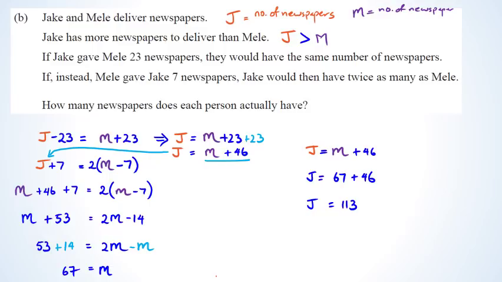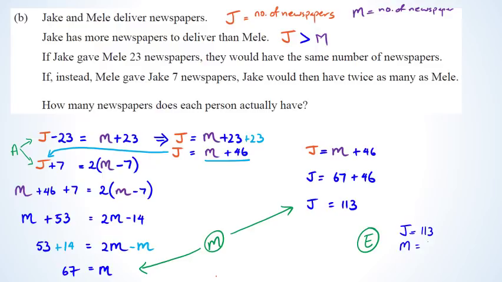So this was an excellence question, guys. To get an achieved, you need at least one equation correct. To get a merit, you need to get either Jake correct or Melee correct with algebraic working. For excellence is the final answer, which is Jake is 113, Melee is 67 papers. So I would actually state that, guys, somewhere, that Jake has 113 newspapers and Melee has 67 newspapers. All right, cool. Let's go to the next question.